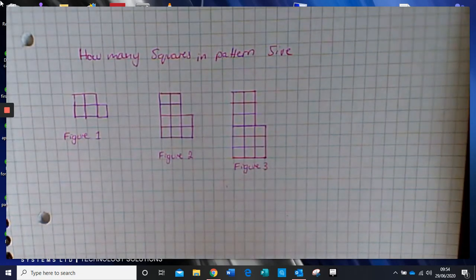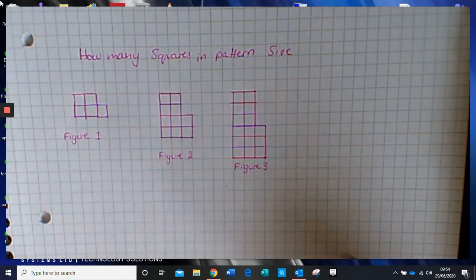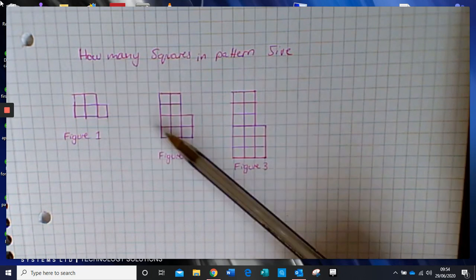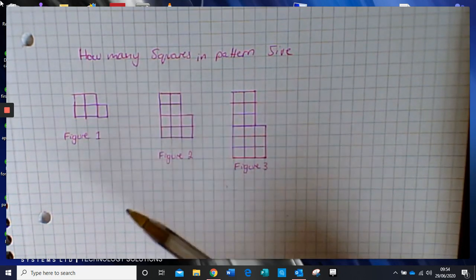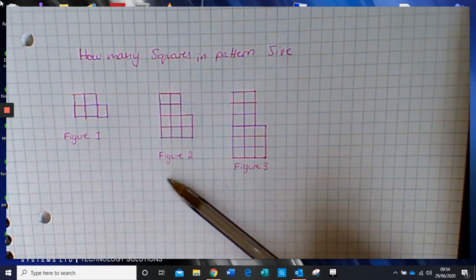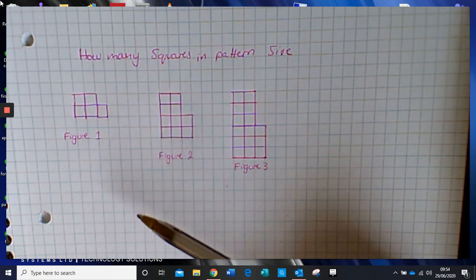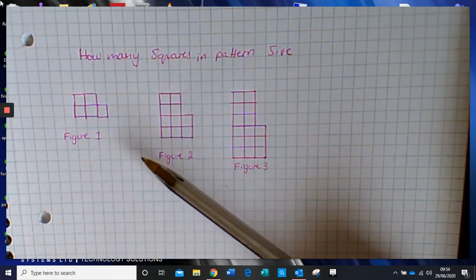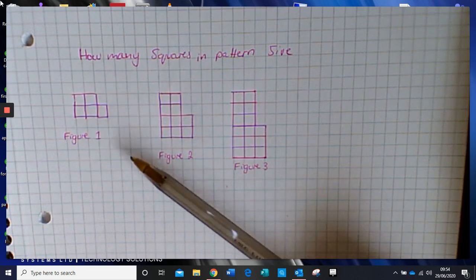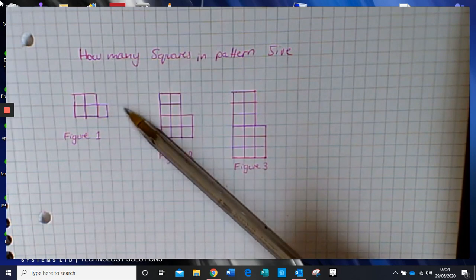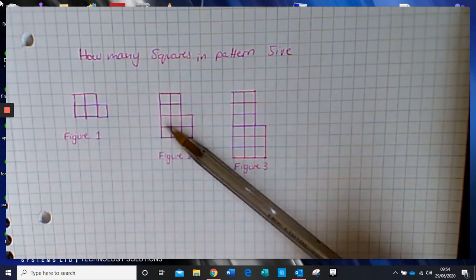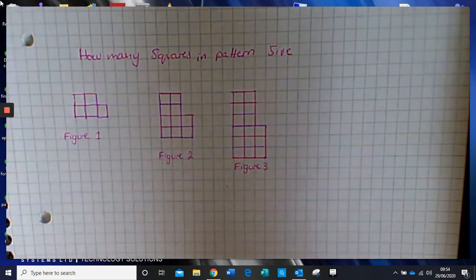So let's have a look how we could solve this question. We are given 3 pictures, and in each picture you've got more squares. Now, this is going to be a picture sequence, but we can solve it just by using the numbers. So there's more than one way of doing it. First of all, we could, if we wanted to, add up all the squares and then compare the numbers.